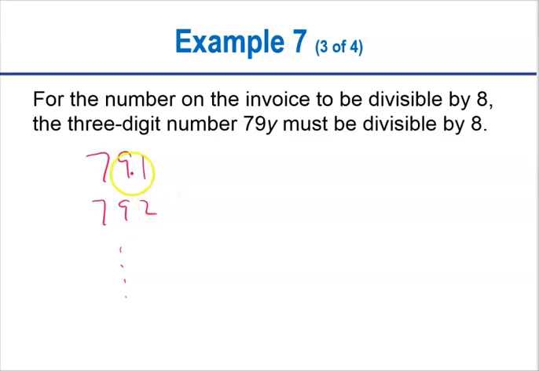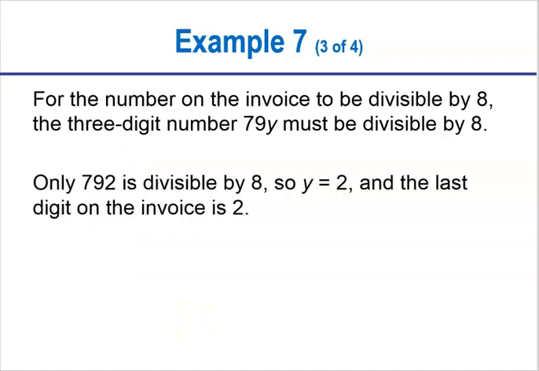I could keep checking, but I found it. 792 is divisible by 8, and you're not going to have another number divisible by 8 until 8 units later. Therefore, 792 is the only one that's 79 something that's divisible by 8. You see what I mean? So 792 is our winner. So y must be 2. Okay? There it is right there. It tells us y must be 2.